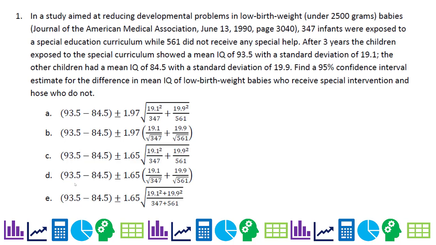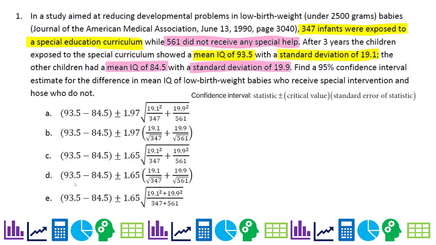So in a study aimed at reducing developmental problems in low birth weight, under 2,500 grams, babies, published in the Journal of the American Medical Association, 347 infants were exposed to a special education curriculum, while 561 did not receive any help. After 3 years, the children exposed to the special curriculum showed a mean IQ of 93.5 with a standard deviation of 19.1. The other children had a mean IQ of 84.5 with a standard deviation of 19.9. Find a 95% confidence interval estimate for the difference in mean IQ of low birth weight babies who receive special intervention and those who do not.